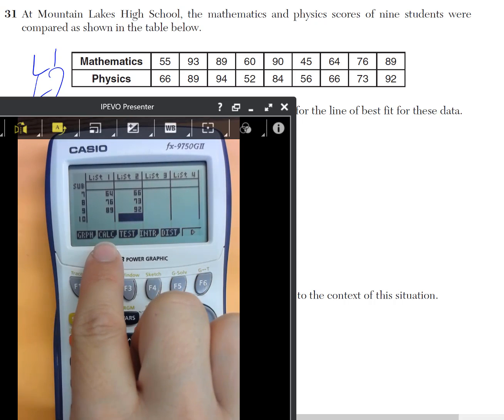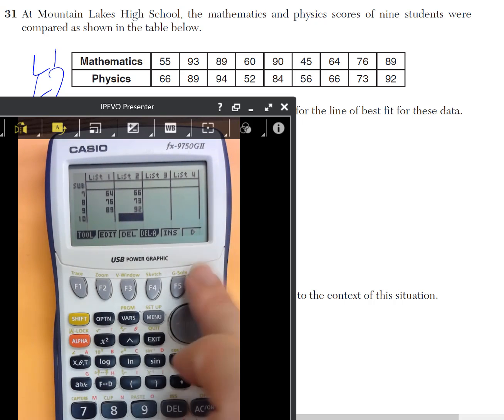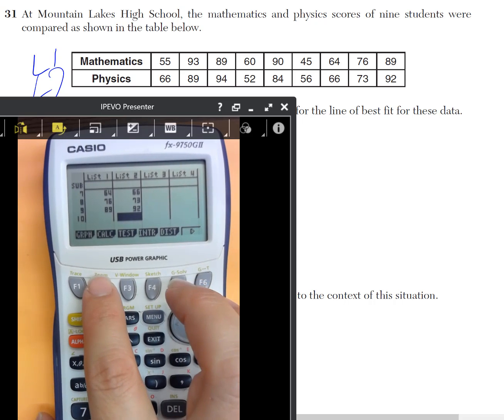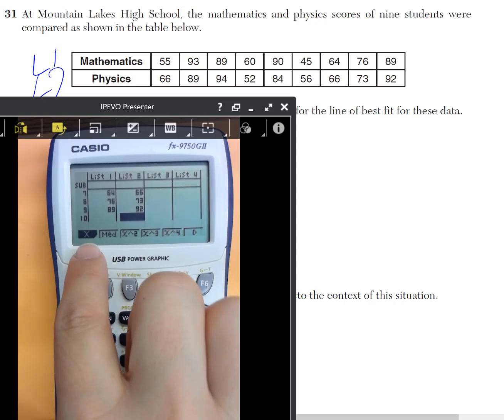So now I need to go to calculate. And if you're not there, you may have to hit either exit or press F6 for more options. So we want to calculate the regression. It's a linear regression, so we press X.